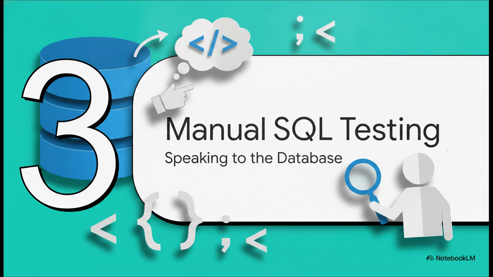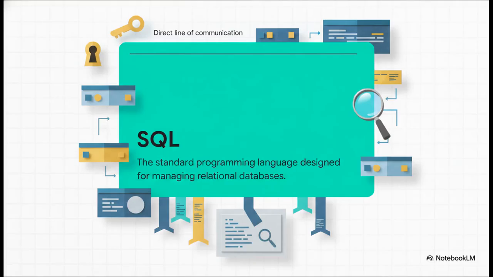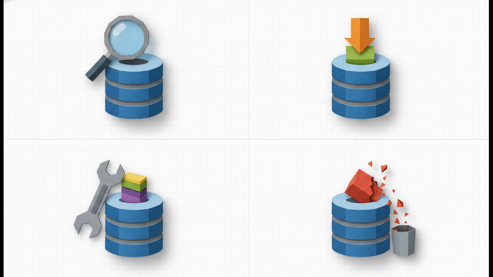Section 3. Manual testing with SQL, speaking to the database. So how do we actually talk to these tables? We use a language called SQL, or Structured Query Language. This is the standard programming language specifically designed for managing and interacting with relational databases. Basically, think of SQL as our direct line of communication to the backend. There are 4 essential manual SQL commands that every tester absolutely must have in their toolkit.